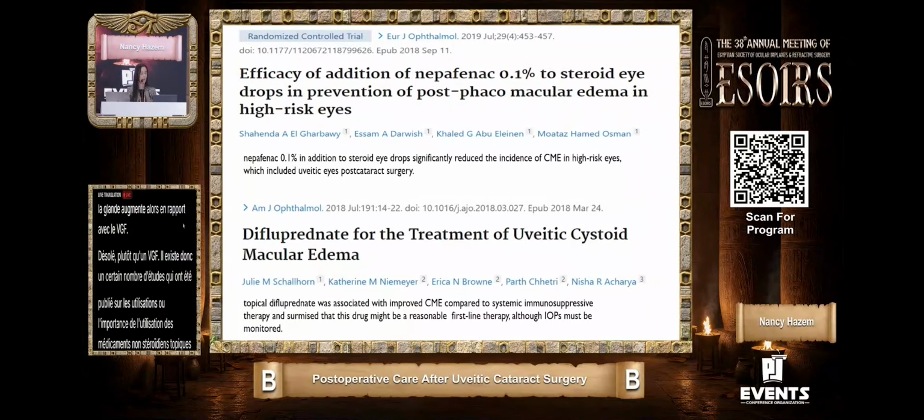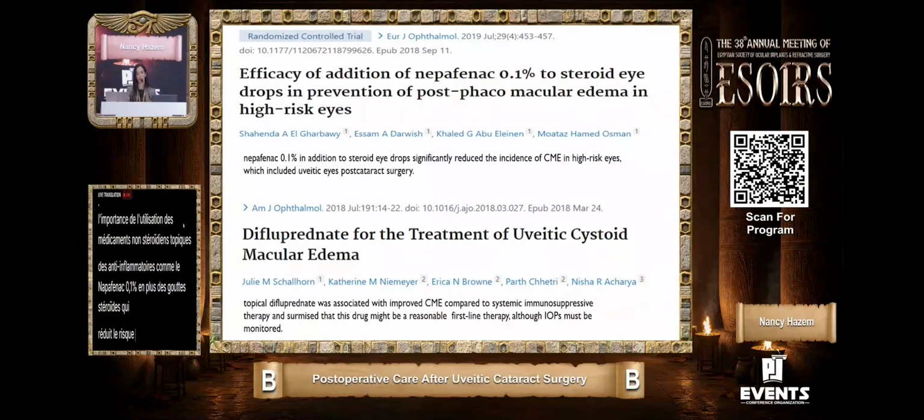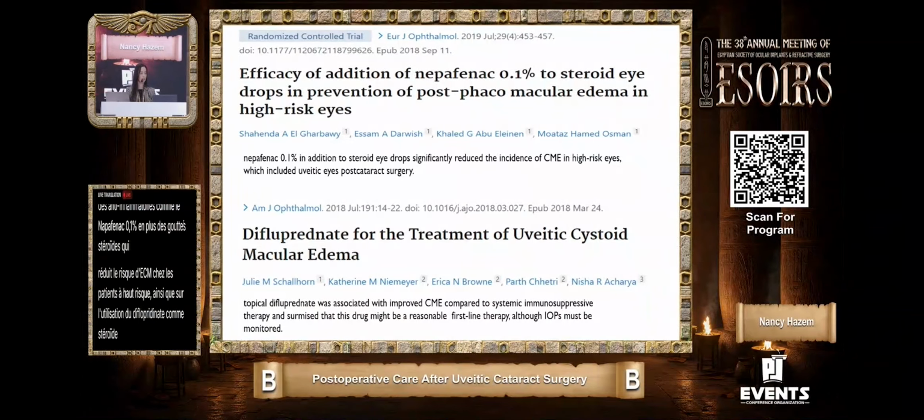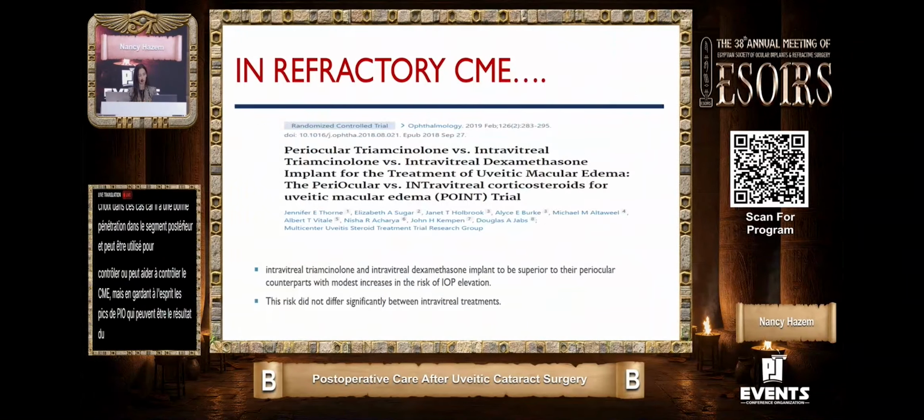anti-inflammatory drugs like nepafenac 0.1%, in addition to steroid drops, that reduce the risk of CME in high-risk patients. And also about the use of difluprednate as the steroid of choice in these cases because it has good penetration to the posterior segment and can aid in controlling the CME, but keeping in mind the IOP spikes that can be the result of difluprednate. So use it very carefully and do not go beyond 4 times a day.